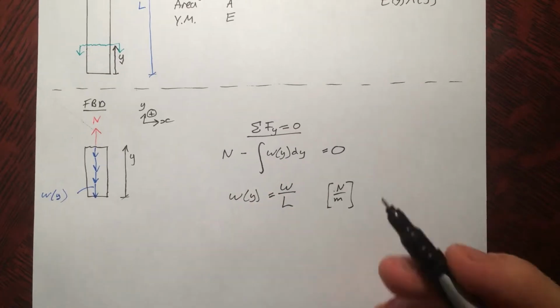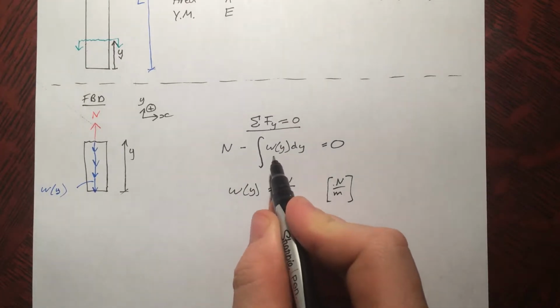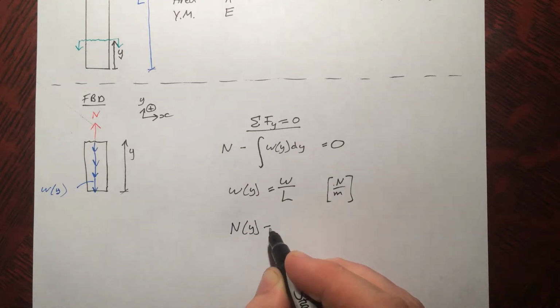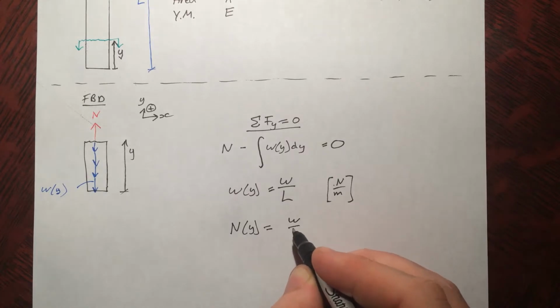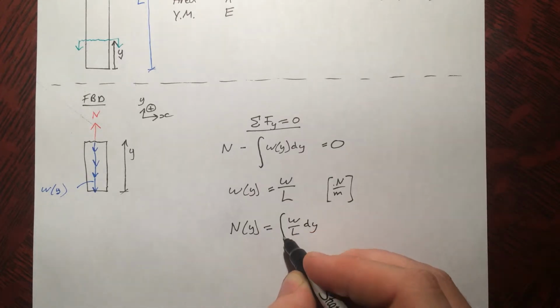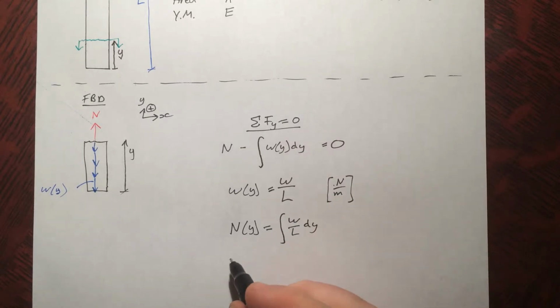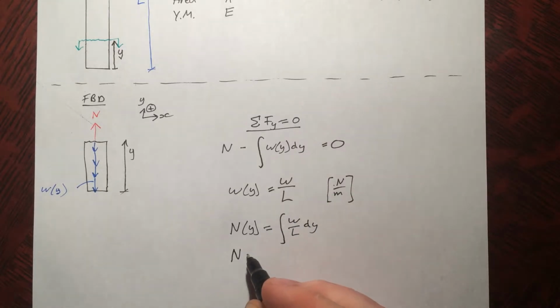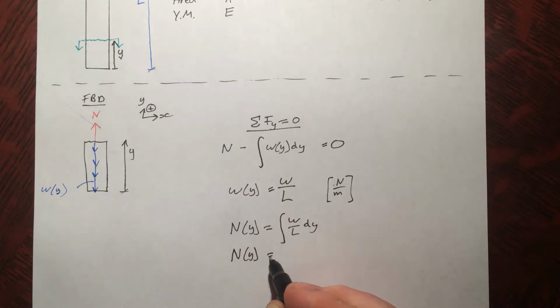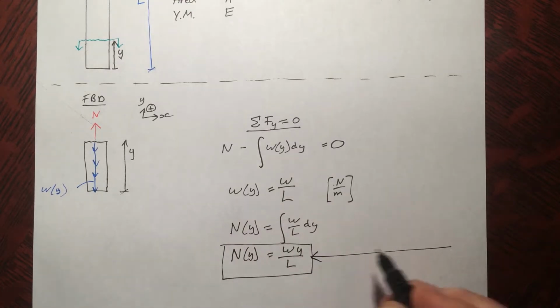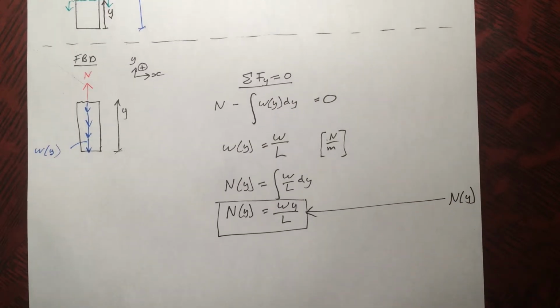So let's put this back into this equation and integrate it out to see what the normal force as a function of y is. So it's weight per length dy integrated. Weight per length is constant, that comes outside. We integrate just dy, and N as a function of y is weight times y over L. Have to box it off, make a little reference on the side. It makes it easier to come back later and find the answer if you have lots of pages.